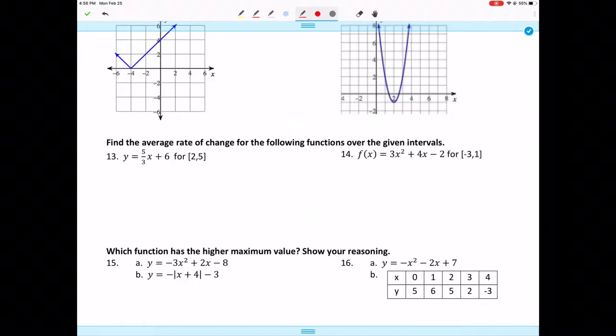13 and 14. So we want to find the average rate of change, aka the average rate of change is like the average slope. Okay, and the average slope, the rise over run, for these problems is the point slope formula. So y2 minus y1 over x2 minus x1. Okay, and when they give us an interval, these are our x1 and our x2.